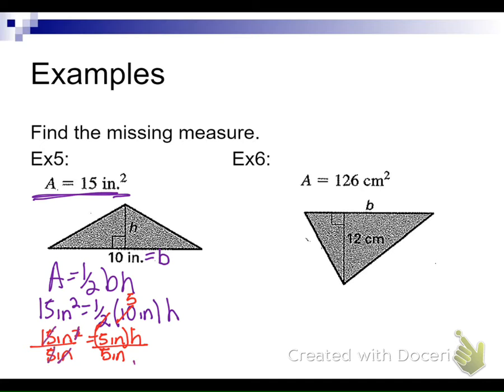We have 5 goes into 15 3 times. So our height is going to be 3 inches. And then this one, we don't have the base. They provide it for you here with the B. You see the height is at 12. I was going to write 12 again, and then I realized you guys could see that. So we have our height is 12.